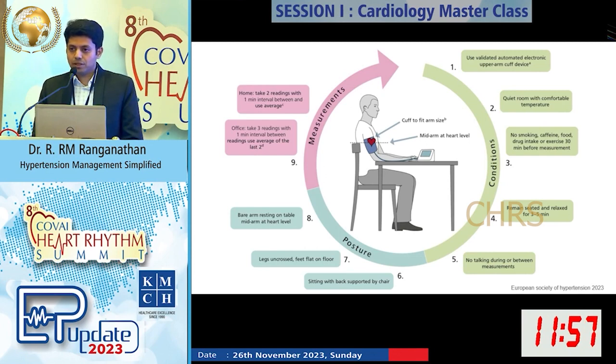And then if the blood pressure is being recorded at home, we have to take 2 recordings 1 minute apart and then use the average reading for the measurement. If it is in the clinic, take 3 recordings each 1 minute apart, ignore the first one and then take the average of the last 2.